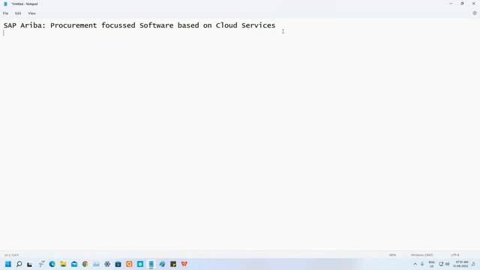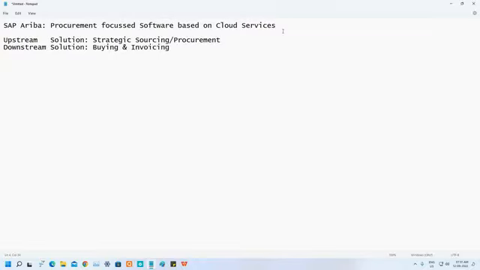This is the meaning of SAP Ariba. Very good. Now, what are the solutions? Sometimes they are also called the strategic sourcing plus procurement module. Downstream is basically called the buying and invoicing module or solution. Okay. Old wine, new bottle. Nothing else.